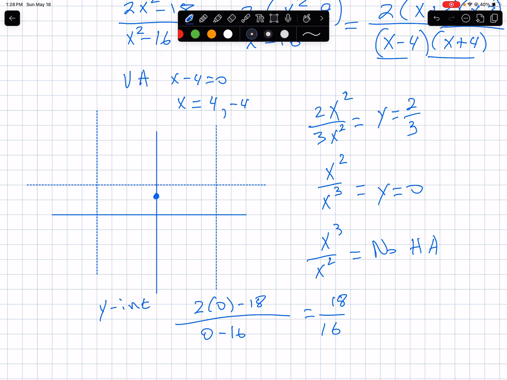Right? And then you know, because the y-intercept's right there, that this part has to go down like this. Okay. And then always when it's upside down like that, it's got to go like this.